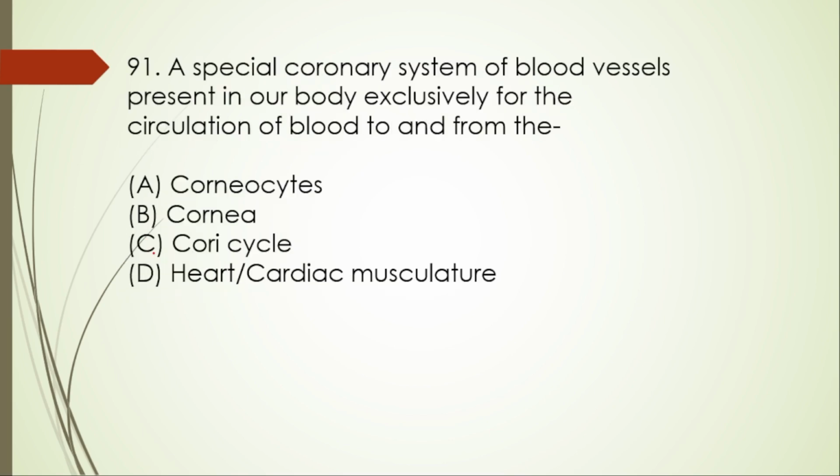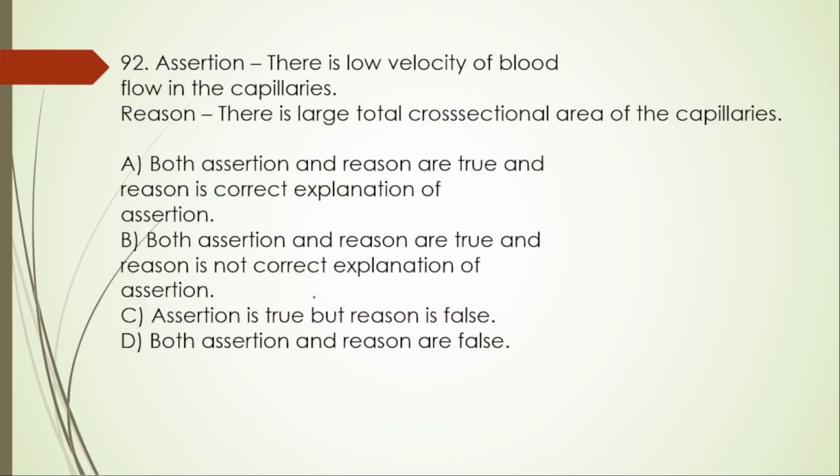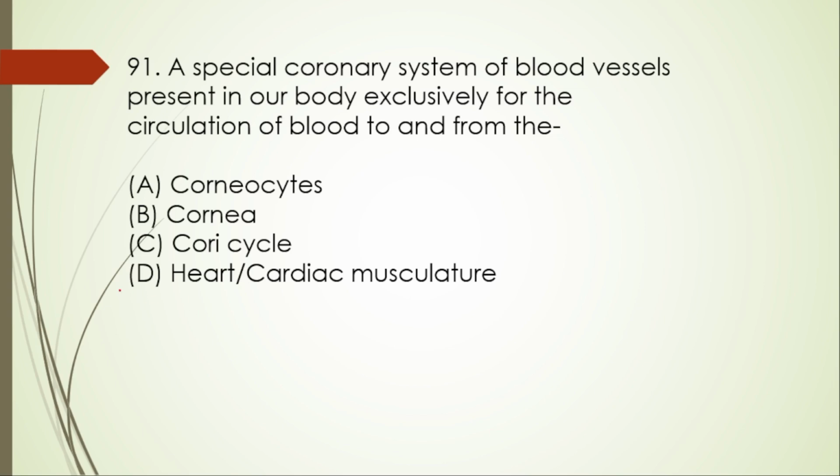Next question, question number 91. A special coronary system of blood vessels present in our body exclusively for the circulation of blood to and from the A. corneocytes, B. cornea, C. corycycle, D. heart or else cardiac musculature. So here the right option is option D.